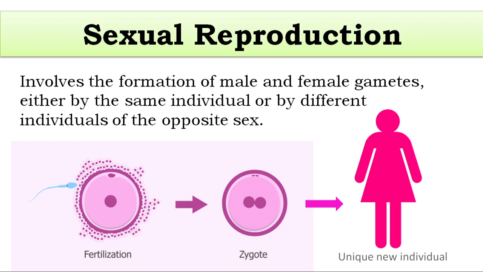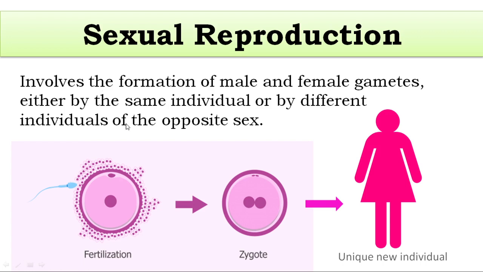Earthworm, even though it can produce both male and female gametes, it rarely fertilizes its own egg with its own sperm. It cannot happen, right? So there should be involvement of two earthworms to produce a new earthworm, right? So it is a form of sexual reproduction.